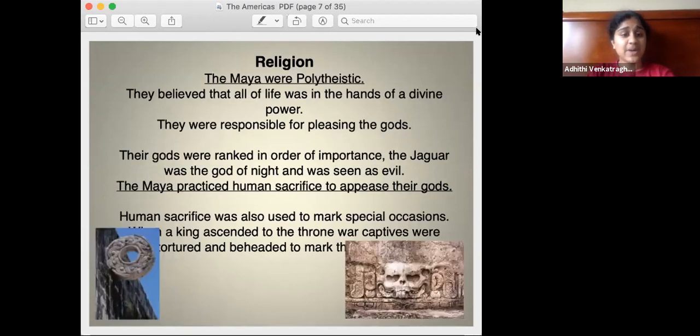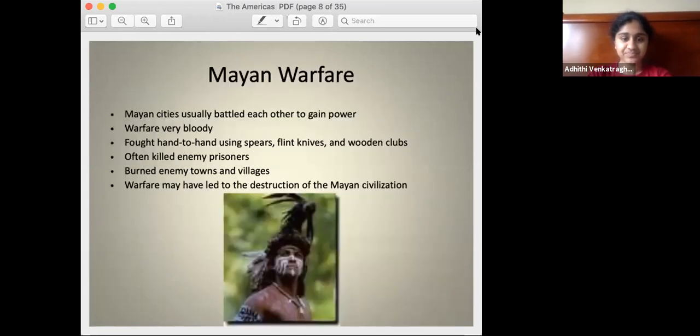So, religions of the Maya. The Maya were polytheistic. They believed that all life was in the hands of divine power, and they were responsible for pleasing the gods. Their gods were ranked in order of importance, and the jaguar was a god of night and was seen as evil. The Maya practiced human sacrifice to appease their gods. Human sacrifice was also used to mark special occasions. When a king ascended to the throne, war captives were tortured and beheaded to mark the occasion.